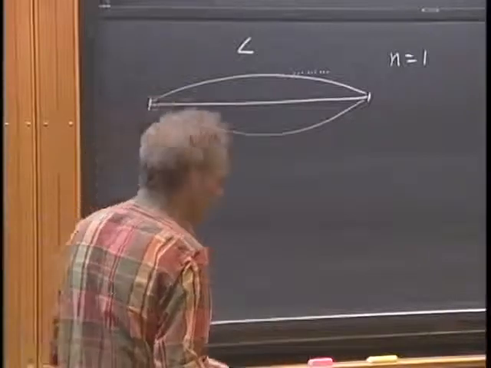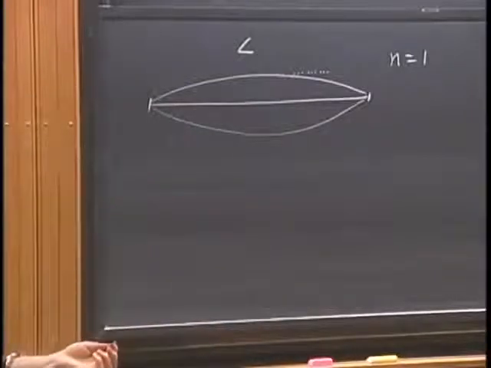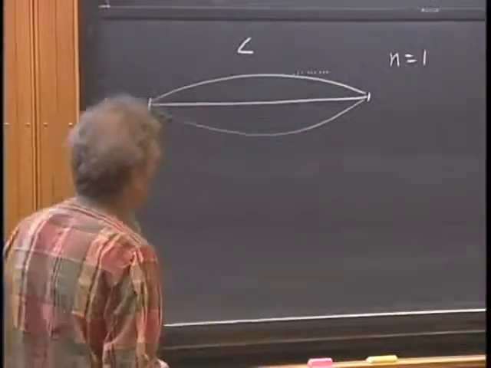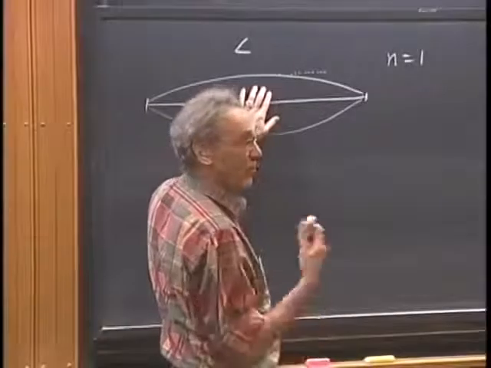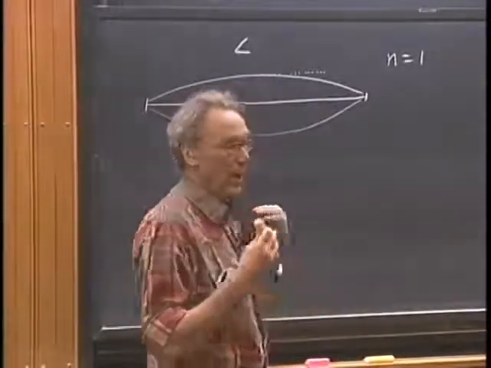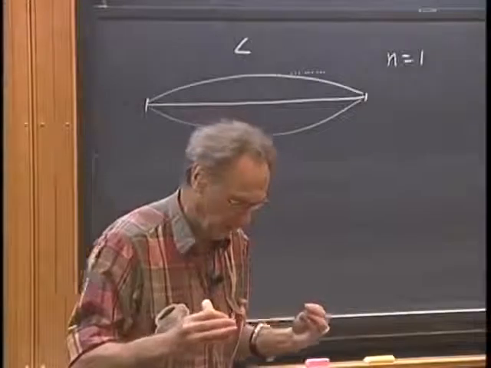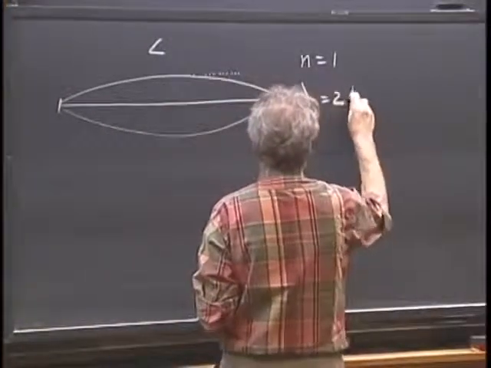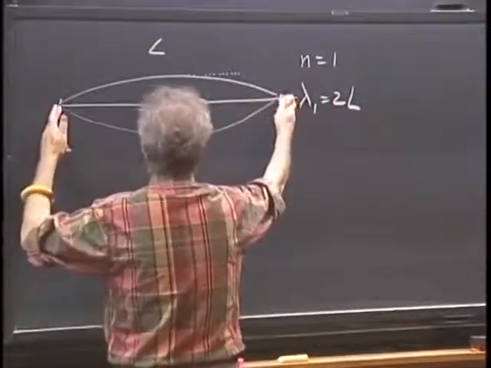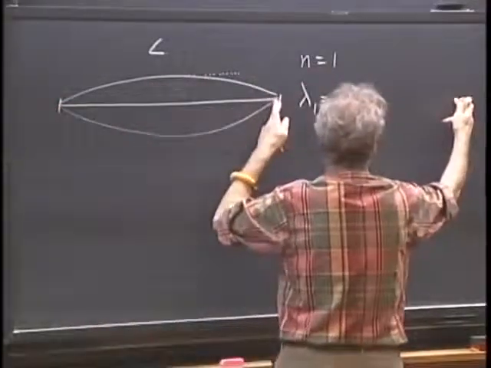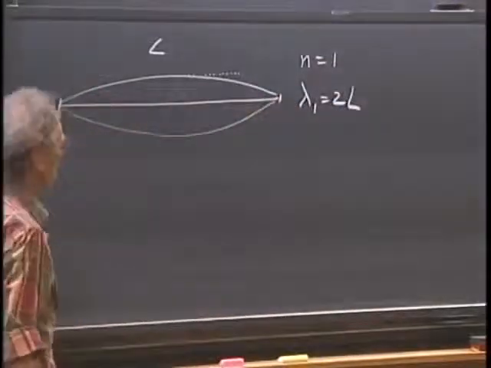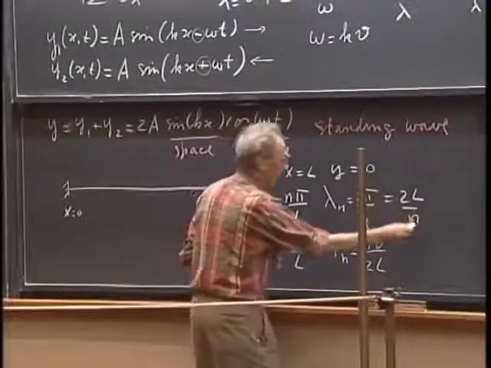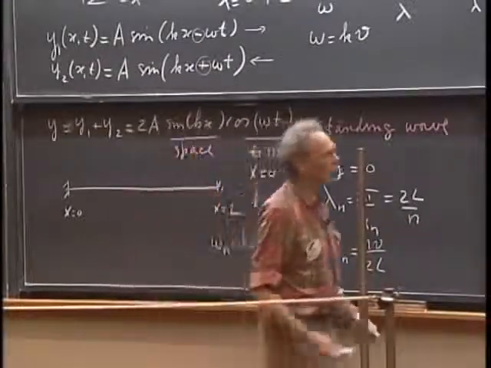We call this one the fundamental. It's the lowest normal mode, but we also call it the first harmonic. I will do both. I will sometimes refer to this as the fundamental because I'm more used to that, but I will also refer to it as the first harmonic. Lambda 1 is 2L. It's just staring you in the face. In order to make a full wave out of this, you have to add this. So lambda 1 is 2L, and of course, when you look here, lambda 1 is 2L divided by 1. That's exactly what we had there.